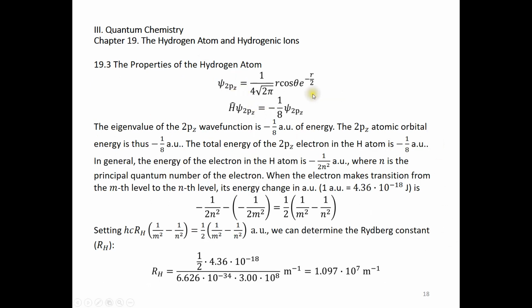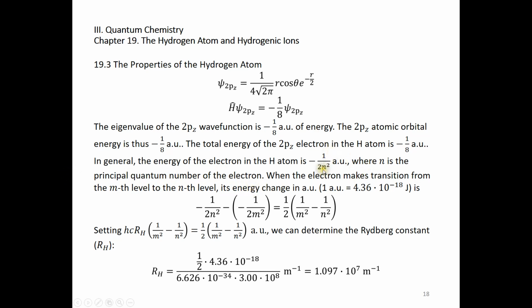Over here we're looking at the wave function for the 2pz orbital in the hydrogen atom again. We apply the Hamiltonian to the wave function. We get negative 1/8 times the wave function. So again, the physical meaning is pretty simple. The eigenvalue is negative 1 over 8. Therefore, the atomic orbital energy is negative 1 over 8. The total energy of the electron in the 2pz orbital is negative 1 over 8. And in general, without proving everything, the energy of the electron in the hydrogen atom is negative 1 over 2n squared in atomic units. n is the principal quantum number.